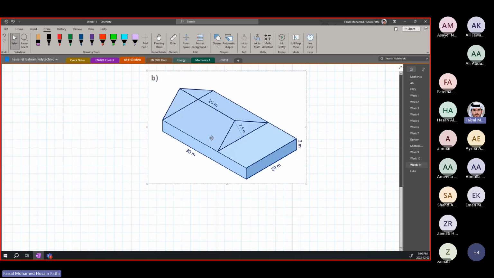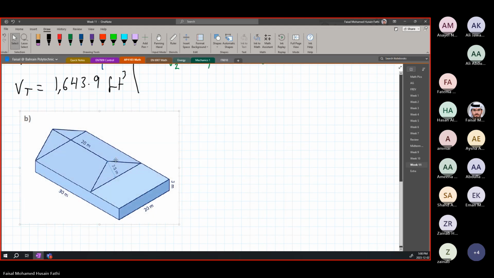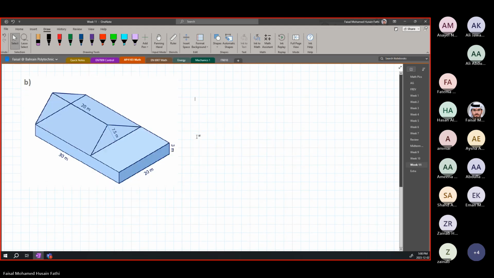Week 11, B. So, again, same exact concept. We're going to look at the triangular prism up top. This is an additional prism, so we'll look at this as our first shape. And then the second shape will be the full rectangular prism at the bottom. So let's start with the first shape.